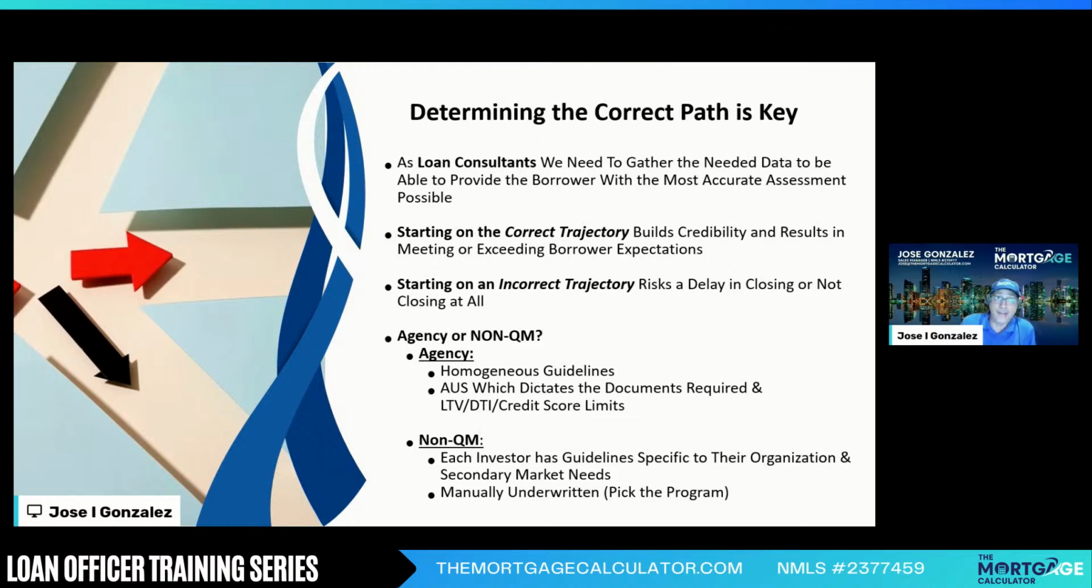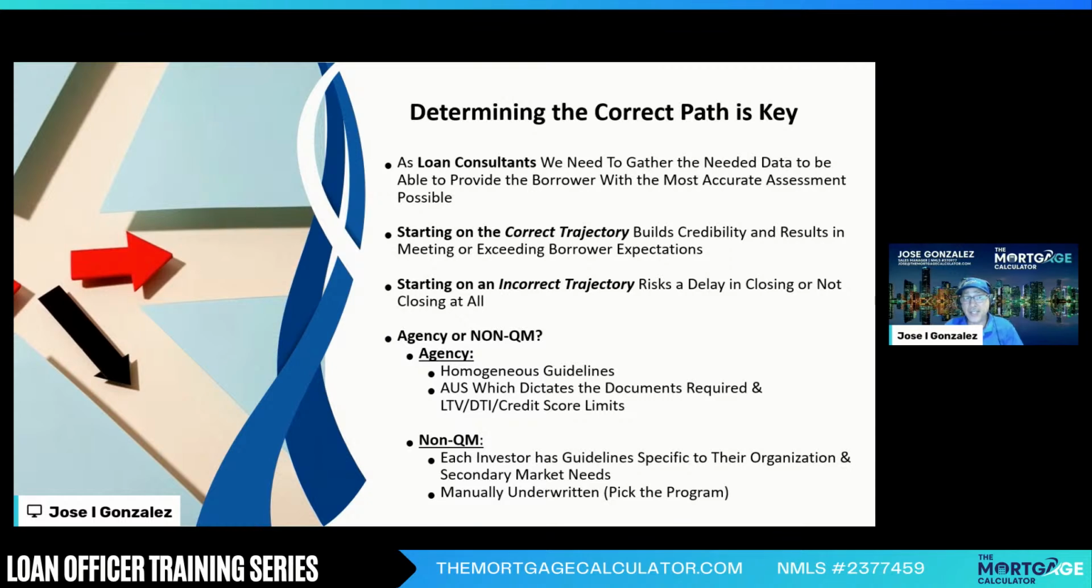So, talking about correct path, then we're obviously going to be considering agency or non-QM, right? Agency, what do I mean by agency? Well, agency loans, FHA, Fannie Mae, USDA, VA, those are the agencies because the loans are sold through GSEs, which are pseudo governmental agencies, some of them more governmental than others, like Ginnie Mae, right? Ginnie Mae that buys FHA and VA, as opposed to Fannie Mae, which is conventional loans only, and Freddie Mac that are conventional loans only.